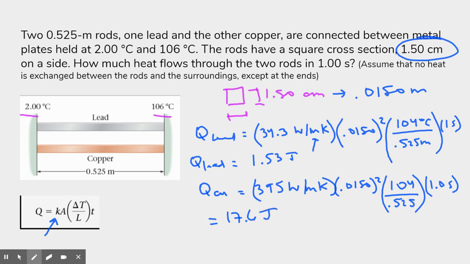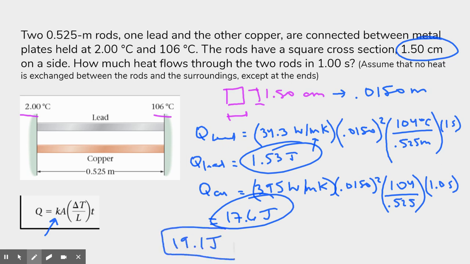We wanted to know the total heat that would flow through the two rods. So all the heat, and all we have to do there is add this value and this value together. So 1.53 plus 17.6 joules equals 19.1 joules. And this is our final value. So this is how much heat would flow through those two rods.